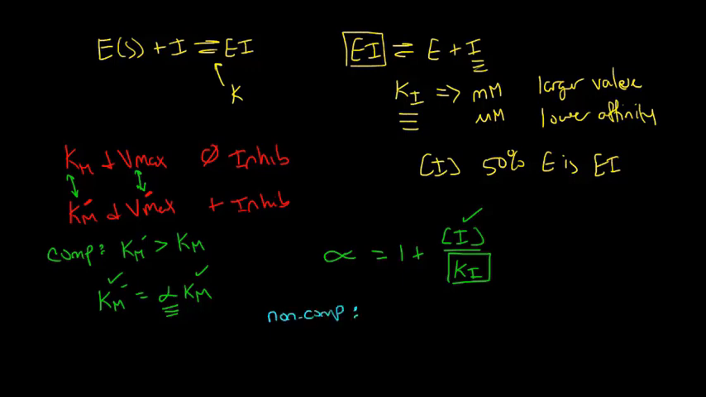So for a non-competitive inhibitor, remember we said that Km stays the same, but Vmax for the inhibited reaction is less than Vmax for the uninhibited. So in this case, it must be true that Vmax prime is equal to Vmax divided by alpha. Okay, so whenever the inhibited value is smaller, it's always Vmax divided by alpha. If the inhibited value is larger, it must be the uninhibited value times alpha.